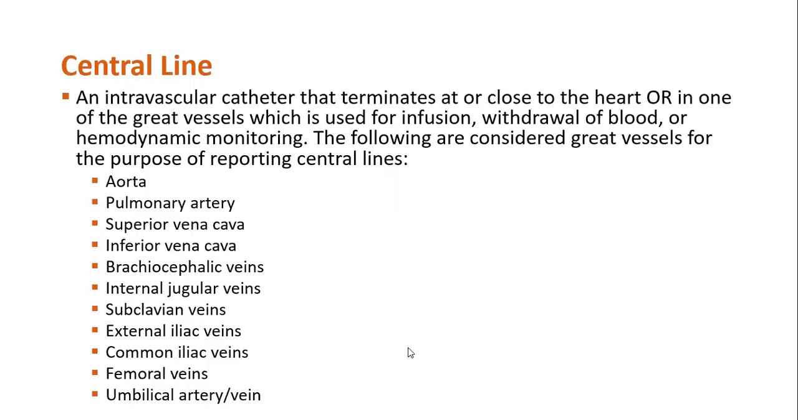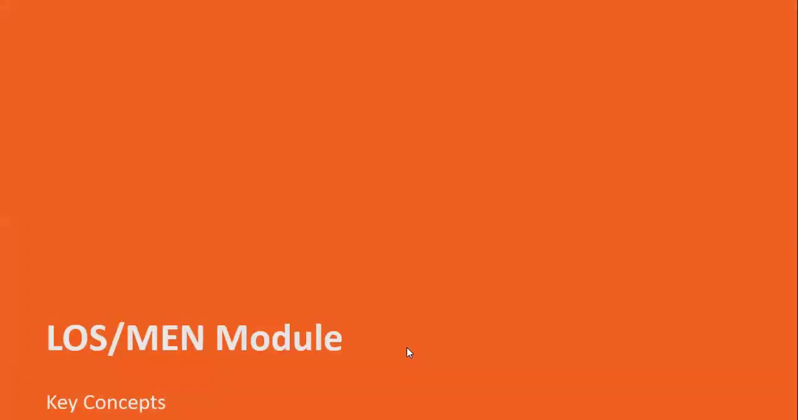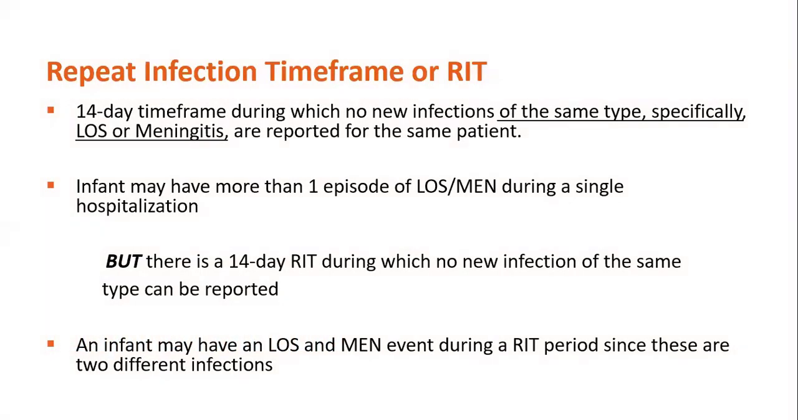So let's discuss some key concepts. The repeat infection time frame is a 14-day time frame during which no new infections of the same type, specifically LOS or meningitis, are reported for the same patient. An infant may have more than one episode of LOS or MEN during a single hospitalization, but there is a 14-day repeat infection time frame during which no new infection of the same type can be reported.